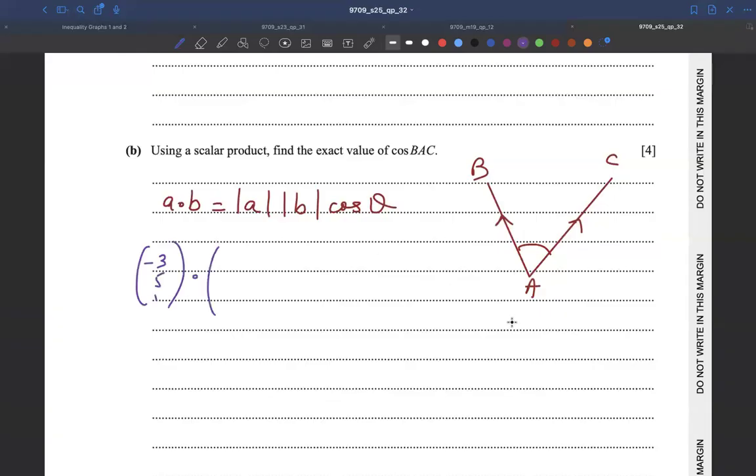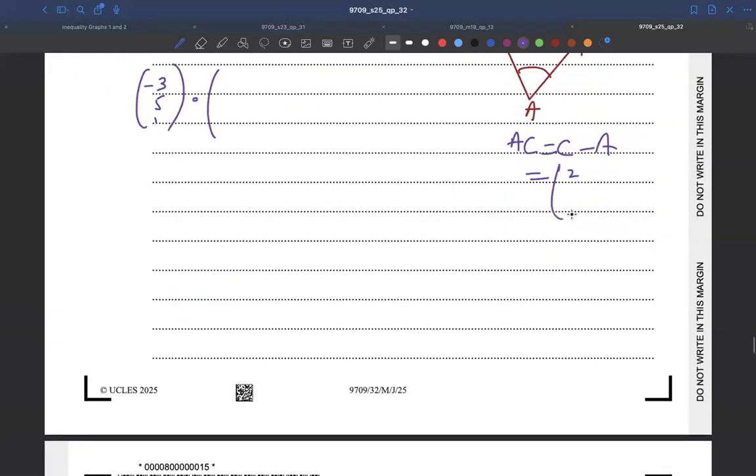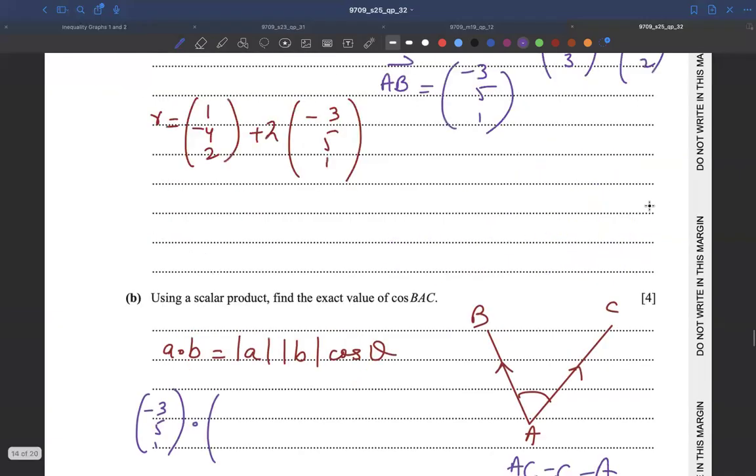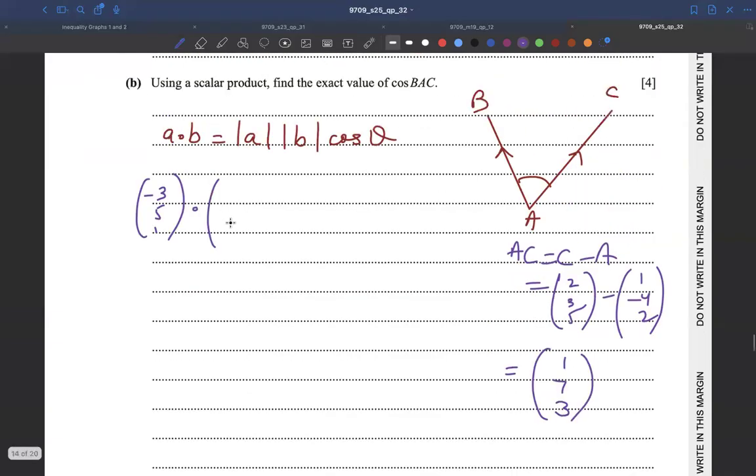So this is (-3, 5, 1) times the second vector. So we'll find AC, that would be c minus a. So c is (2, 3, 5) minus a, which is (1, -4, 2). So this will become 2 minus 1 is 1, 3 minus 4 is 7, and 5 minus 2 is 3. So we have the other direction vector, which is (1, 7, 3).